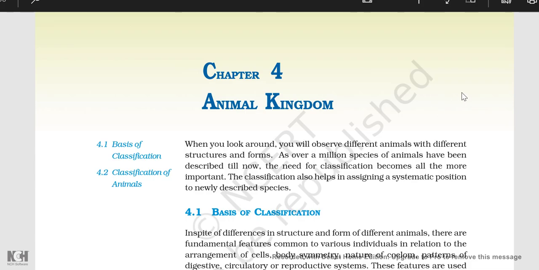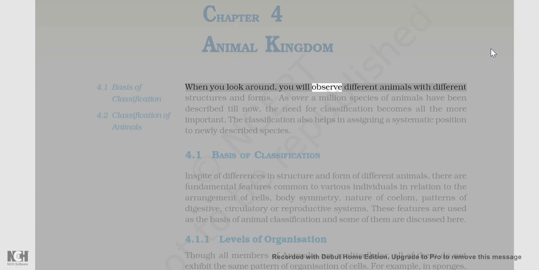When you look around, you will observe different animals with different structures and forms. As over a million species of animals have been described till now, the need for classification becomes all the more important. The classification also helps in assigning a systematic position to newly described species.